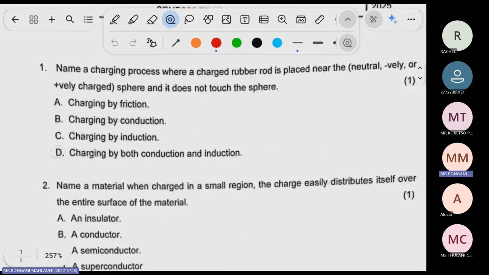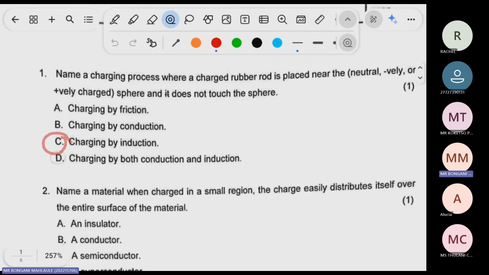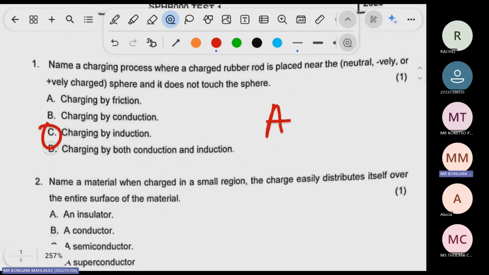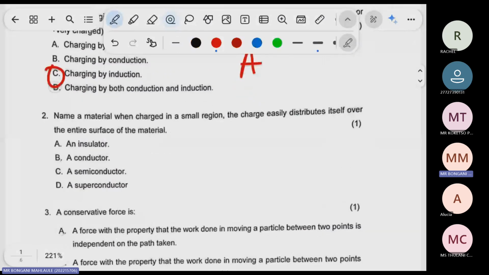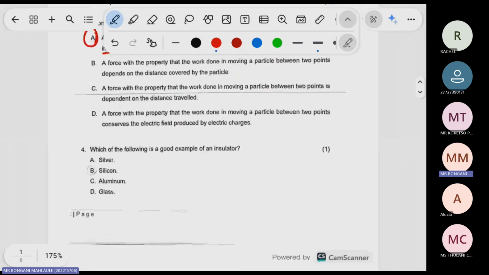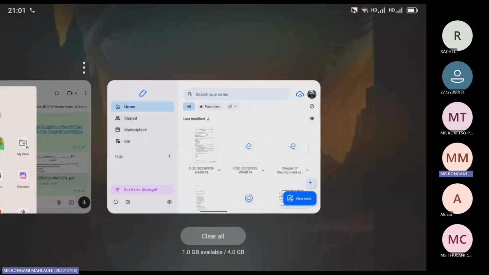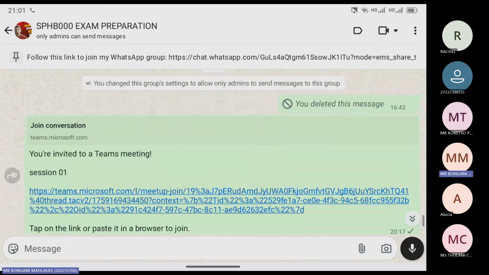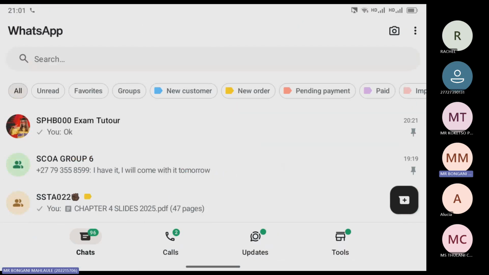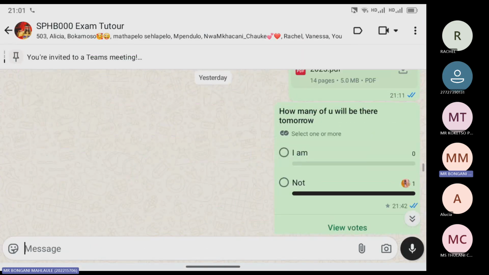Okay, so we say this one, the answer was induction. They do not touch each other. So it's A. Then this one, the answer was conductor. This one we're choosing A because of the term independent. Okay. Yeah, this one it opened. And let me take that. Let me open this slide again.